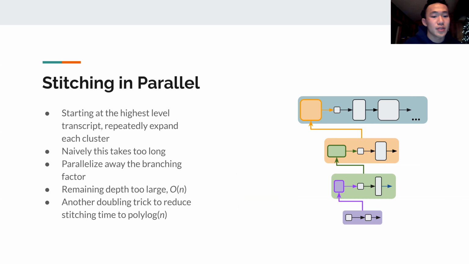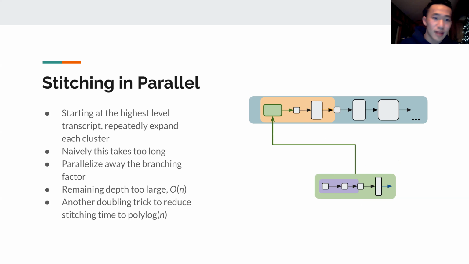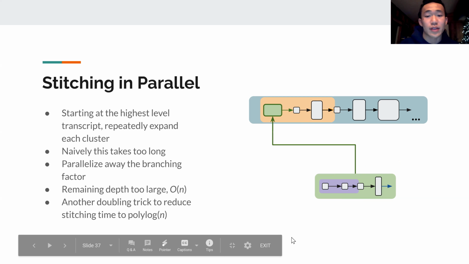But again, we can use a similar doubling trick like the one Tang used to speed up random walks here. And again, the classic idea is we can coalesce the top half level transcripts while coalescing the bottom half level transcripts in parallel before splicing them together. So animating that briefly, we can imagine that we coalesce the orange transcript into the blue one while we coalesce the purple one into the green one, and then we can coalesce the green transcript into the orange one or the blue one.